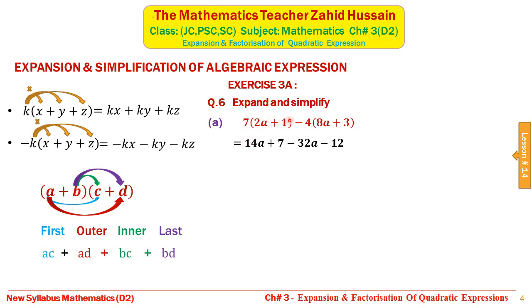7 2s are 14a, 7 1s are 7. Minus 4 multiplied by 8a is minus 32a, and minus 4 multiplied by plus 3 is minus 12. Now there are like terms with the letter a and constant terms. 14a and minus 32a are like terms, and 7 and minus 12 are like terms. So we will simplify. Because these two numbers have different signs, we subtract the numbers, and with the answer we write the sign of the larger. In this case the answer is minus 18a and minus 5.